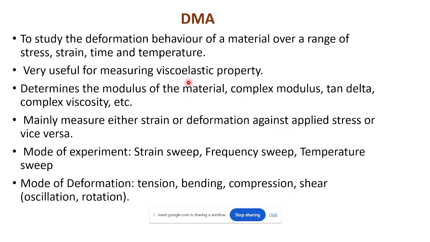Very useful for measuring viscoelastic property, determines the modulus of the material, the complex modulus. Now, the complex modulus term is very important. So what is complex modulus? Because we know that rubber or polymer materials, we usually say these are viscoelastic materials.